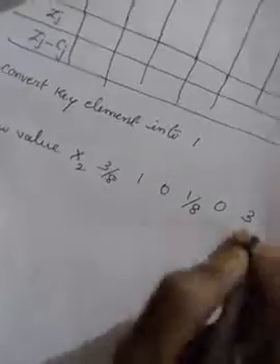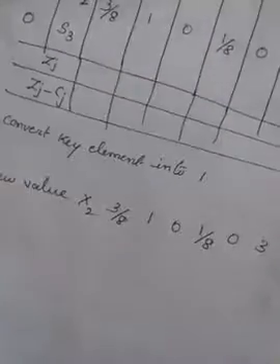This is 24 by 8, we got 3. Okay. So this value we have to write down here. Is it clear? So I am going to write down this one: 3 by 8, 1, 0, 1 by 8, 0, and 24 by 8 we will get 3. Is it clear? Okay.